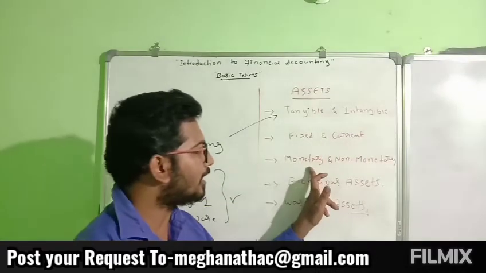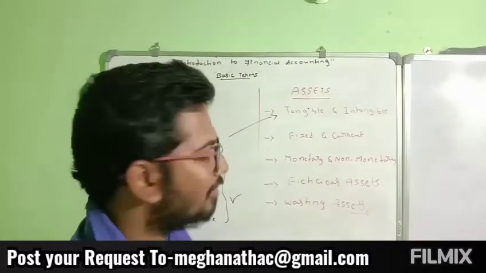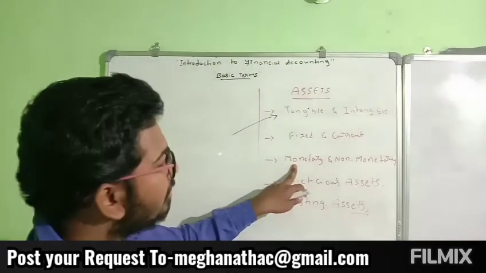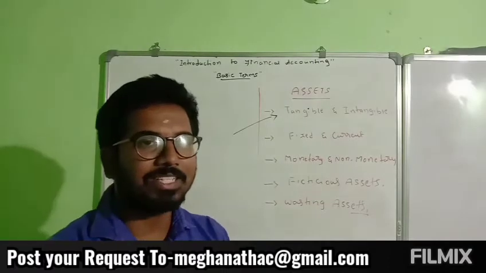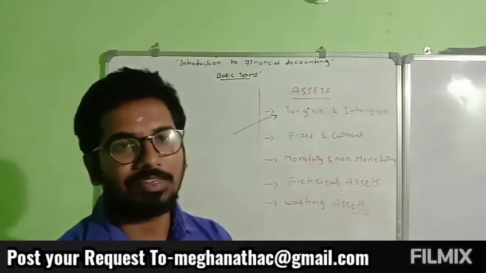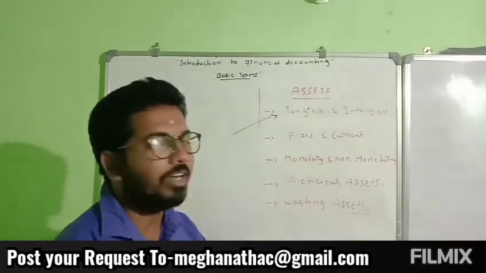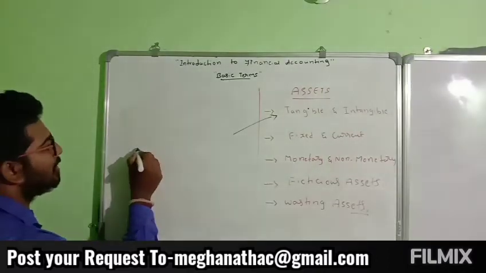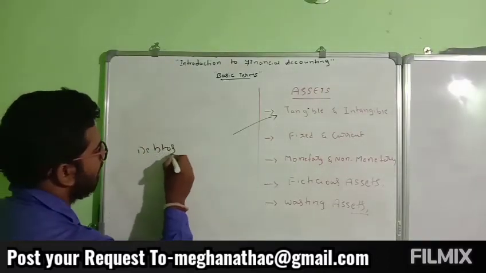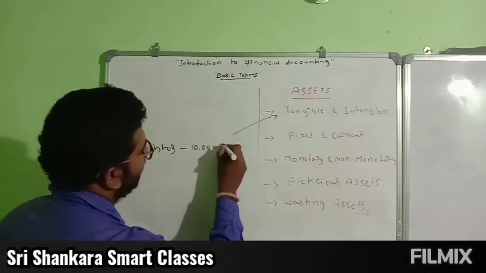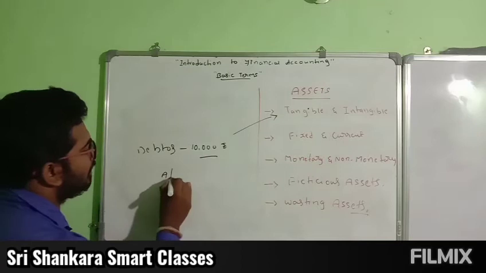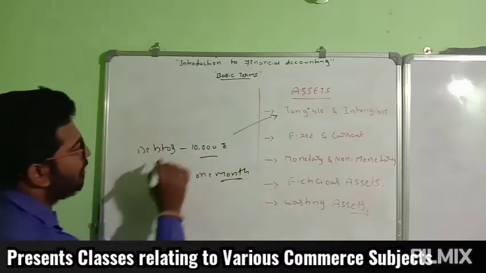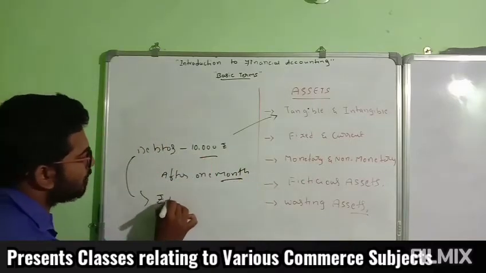Then monetary and non-monetary assets. Monetary assets here refers to the assets which will have the same value at the time of selling. Those kinds of things we call monetary assets. For example, debtors you can see. The book value is 10,000 rupees. They are going to clear after 1 month. So after 1 month also you could realize only 10,000 rupees.